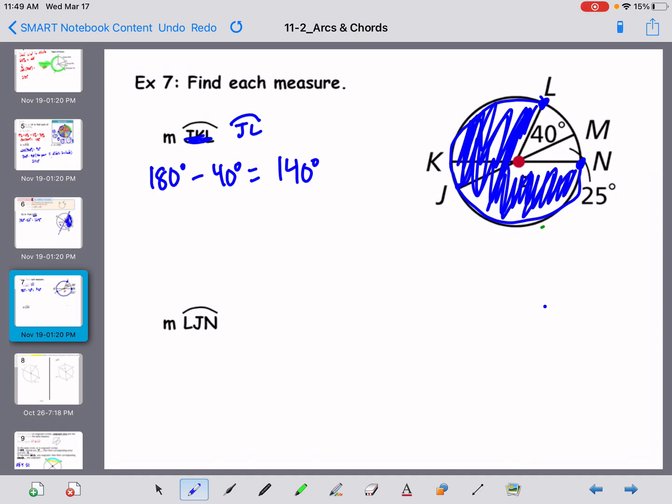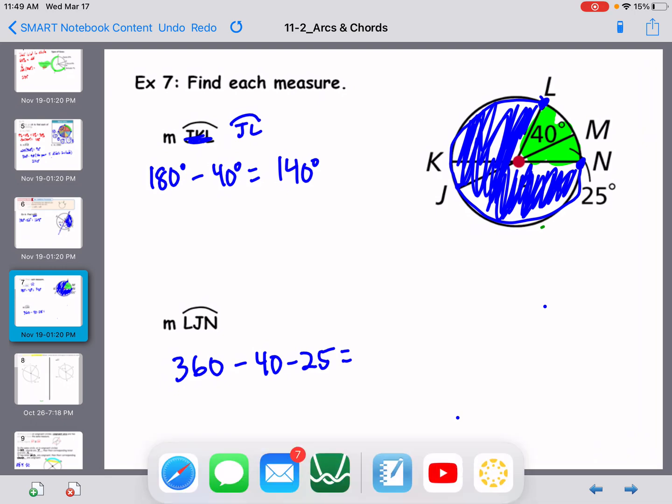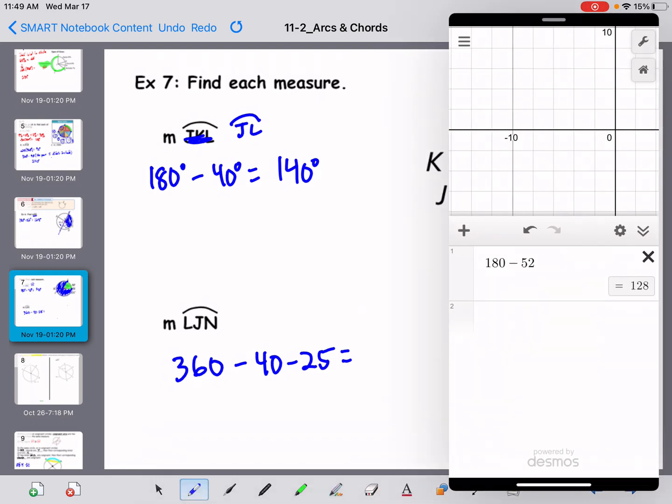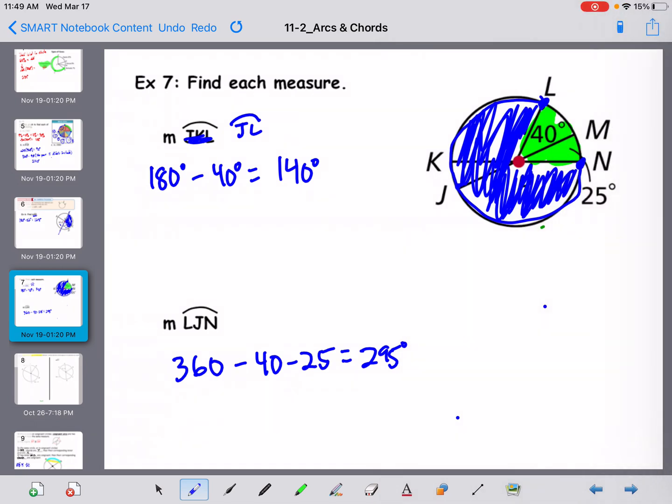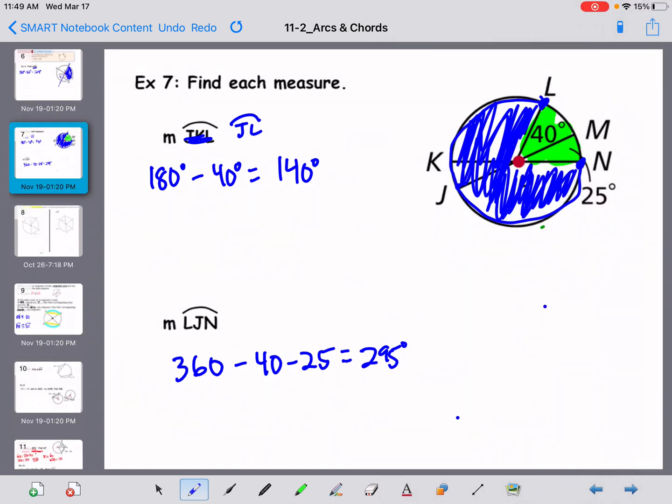So what am I not using? I'm not using 40 and I'm not using 25. So this time, since I'm talking about the whole circle, I'm going to say 360, subtract 40, subtract 25, because I'm talking about the bigger piece and not just half of it. So 295 degrees. So that arc measure is 295.